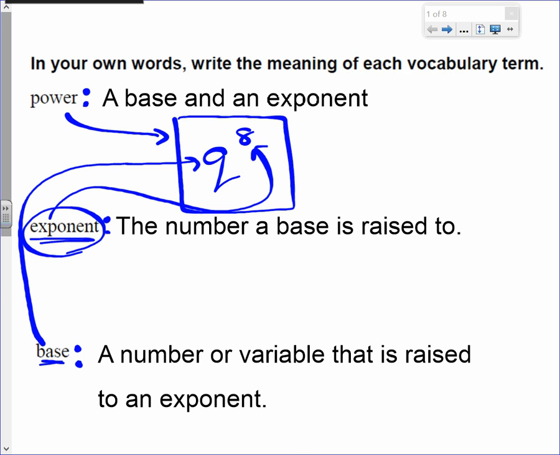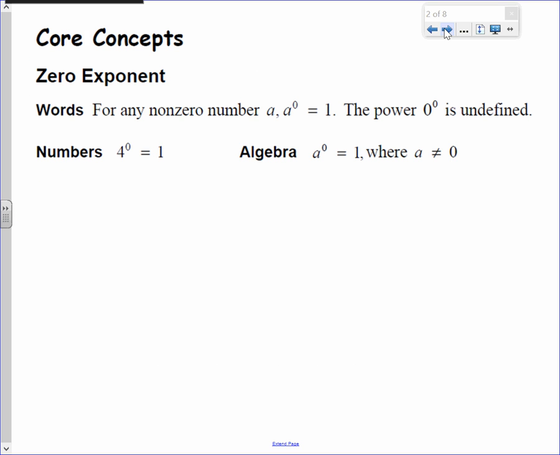The first rule is this, and you can see it on your note guide right there. The first rule is called, underneath core concepts, you can see it. It's called a zero exponent. What do we do with an exponent of 0? That's what this rule is talking about. Go ahead and put a little cloud around this first example. Draw a little cloud around that first example.